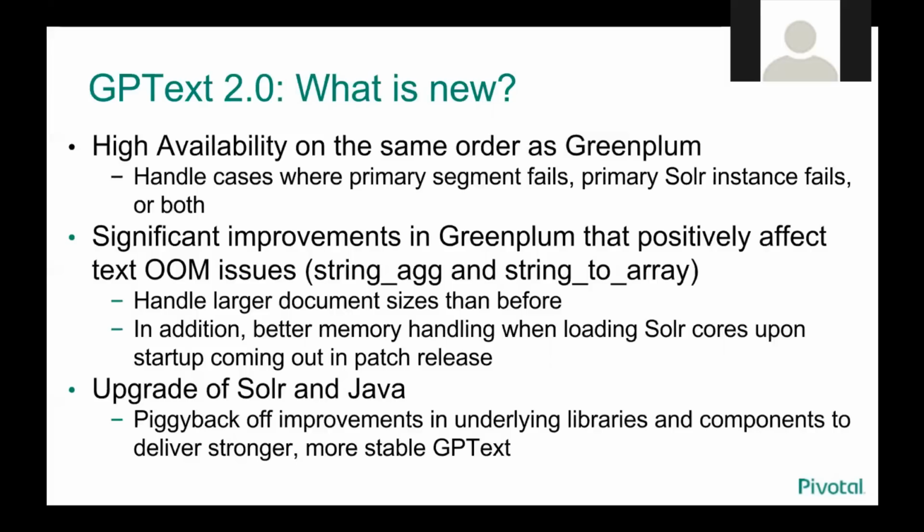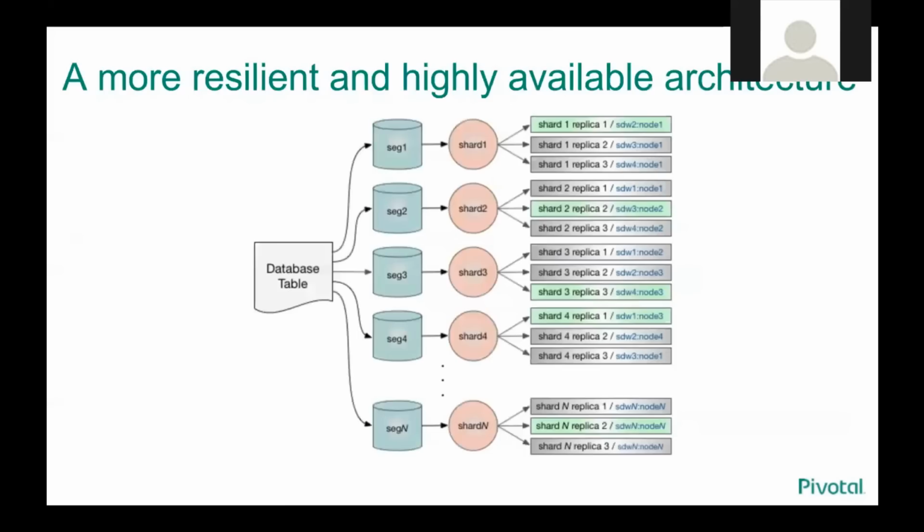We also made some significant improvements that we are piggybacking off of, in terms of both GPDB releases as well as upgrades in Solr and Java. So we're able to handle larger document sizes than before, better memory handling when you're indexing and searching, and essentially just piggybacking off of a lot of these improvements that have been made in the underlying libraries in order to deliver a stronger and more stable version of GPText.